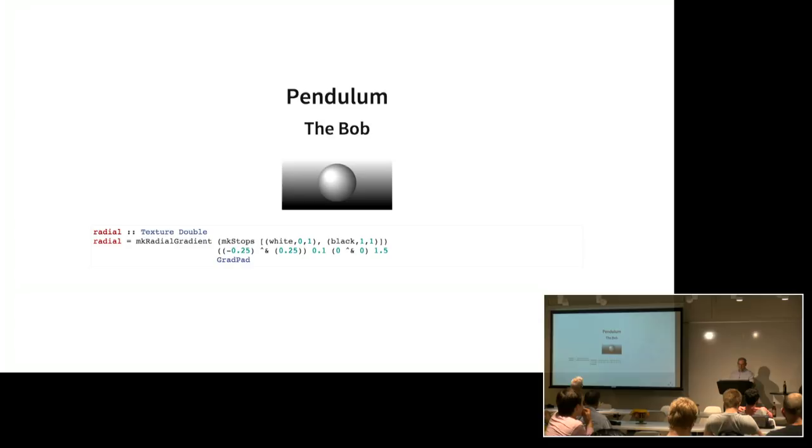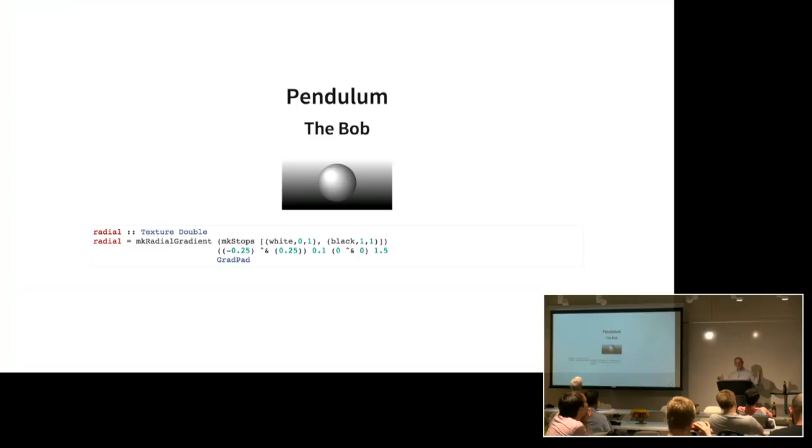So it's like any other gradient. We need to create stops, and we need to create colors. In this case, radial gradients are defined two ways. It has an inner circle, which has a center and a radius, and an outer circle, which has a center and a radius. And the color goes from the outside of the inner circle to the outer circle. And that's how we generate this.